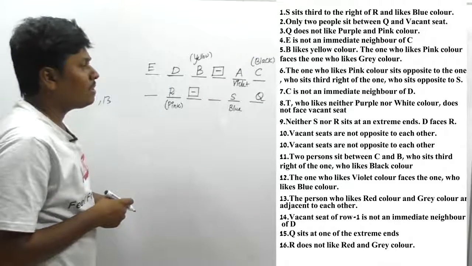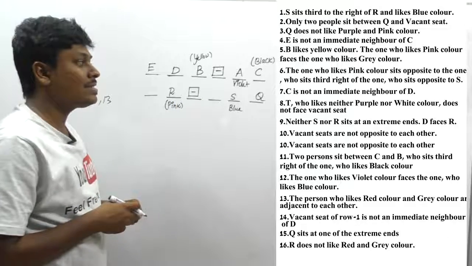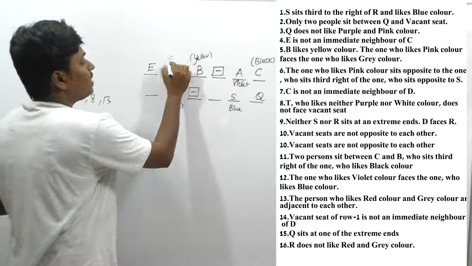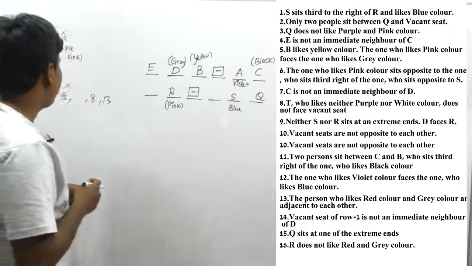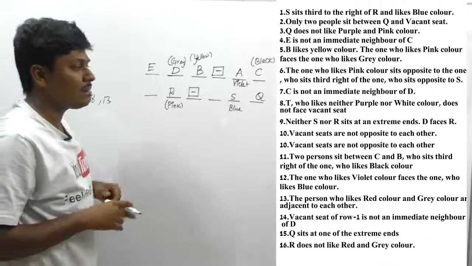Friends, remember that in point number 5 they have said that the person who likes pink faces the one who likes grey color, right? If the person pink faces the grey color, then I can definitely say that this D should definitely be grey color, right? I think we have read this 5. I think 8 and 13 are still remaining, right?